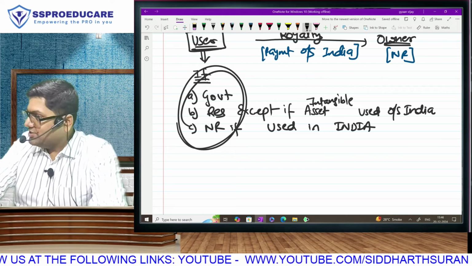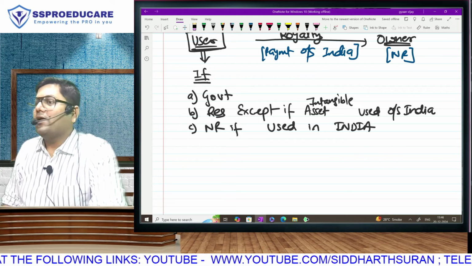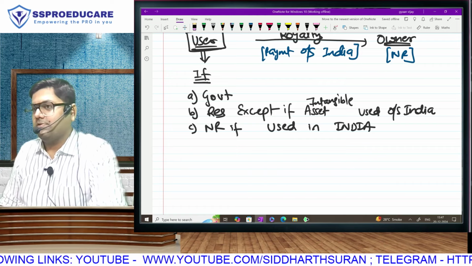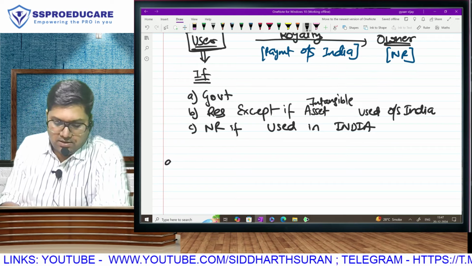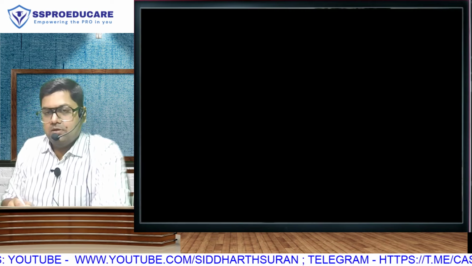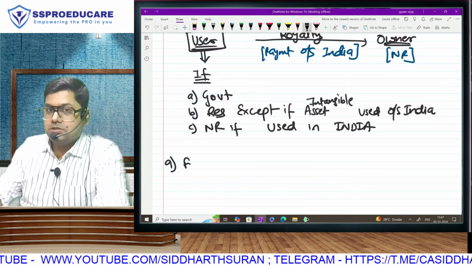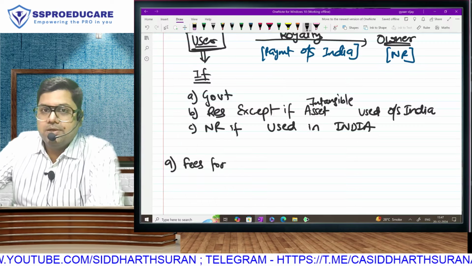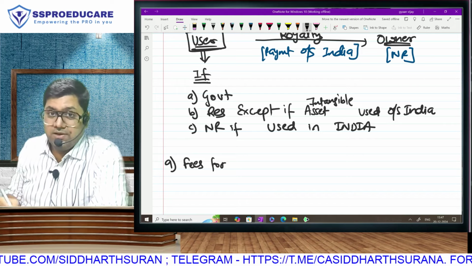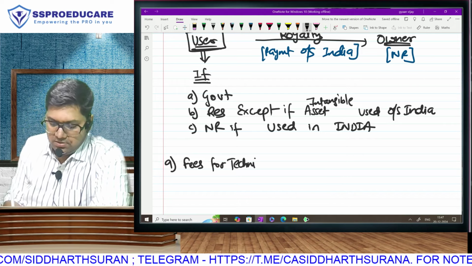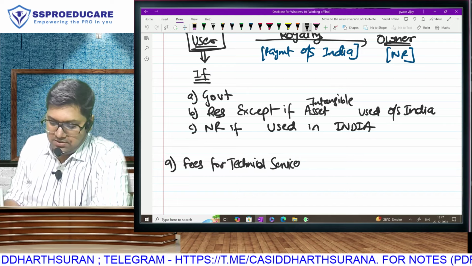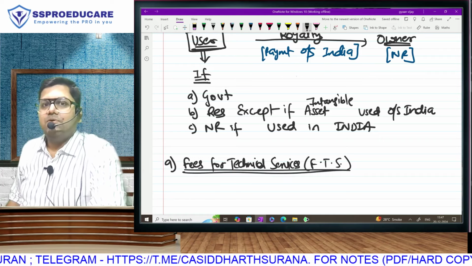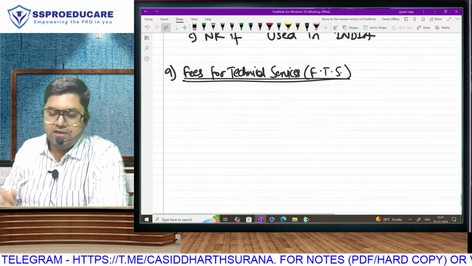So if you understand interest, you automatically and easily understand royalty ka tax treatment, because the tax treatment is same and that one small illogical part of interest is removed also. Ye clear hai? And the last income, ladies and gentlemen, fees for technical services, known as FTS. Fees for technical services, FTS.